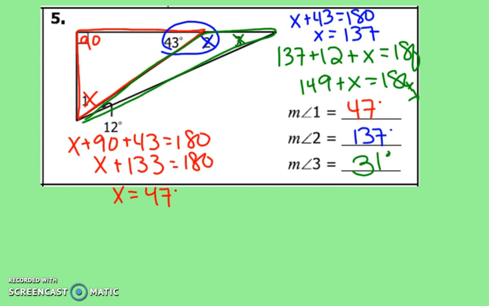And again, double check yourself by adding up all the angles in the triangle. It will work, and it must add up to 180. If it doesn't add up to 180, it's not correct.